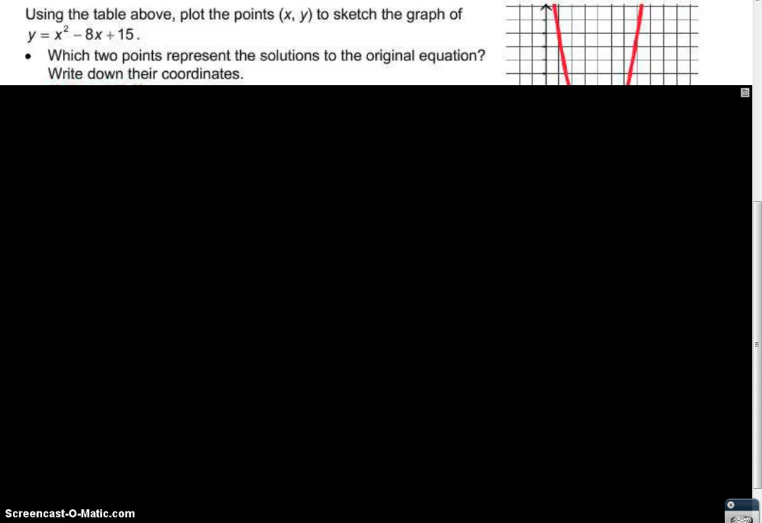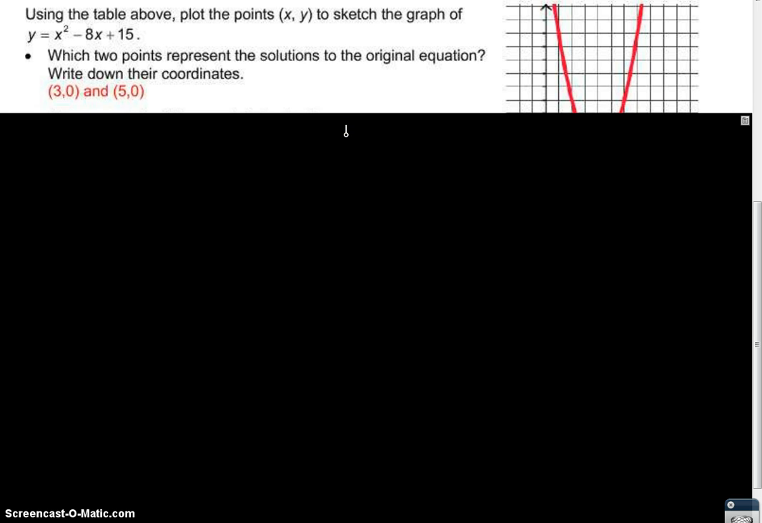It says, using the table above, we're going to plot the points x and y to sketch the graph of y equals x squared minus 8x plus 15. So I want you to use those points, and on the graph below, I want y'all to plot those points. It says, which 2 points represent the solutions to the original equation, and write down their coordinates. So remember, we said the solutions were going to be (3, 0) and (5, 0).